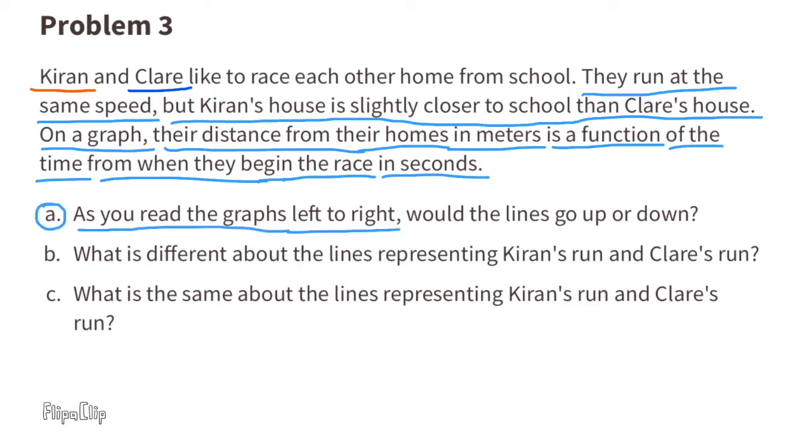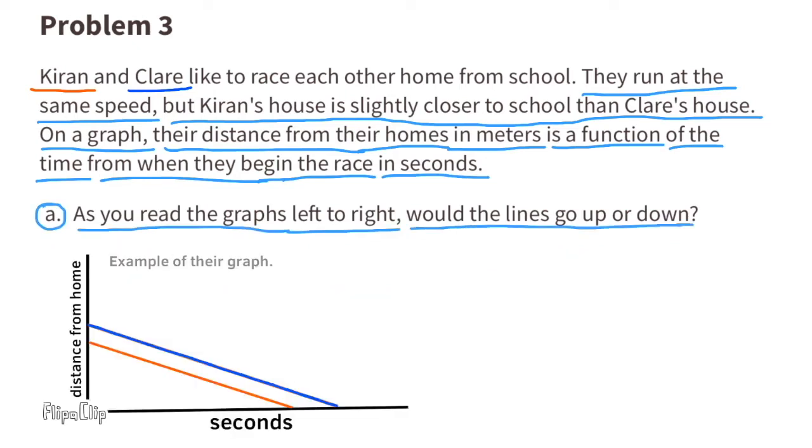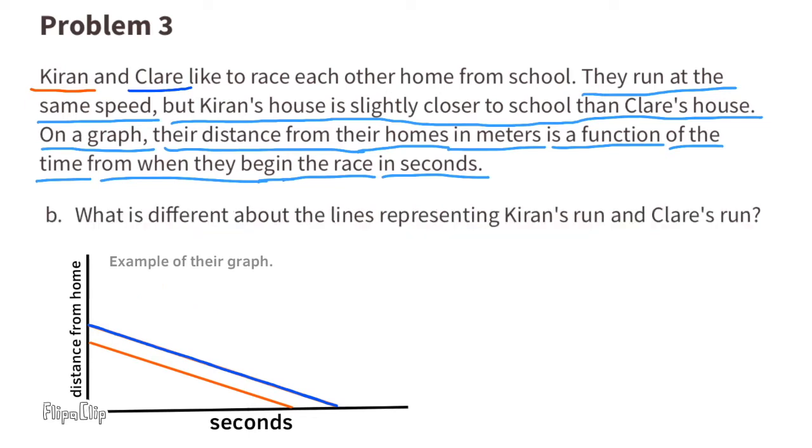As you read the graphs left to right, would the lines go up or down? This example of their graph shows that the distance from home at the start of the race is greatest, and the distance from home at the end of the race is smallest, so their lines would go down from left to right. B. What is different about the lines representing Kieran's run and Claire's run?